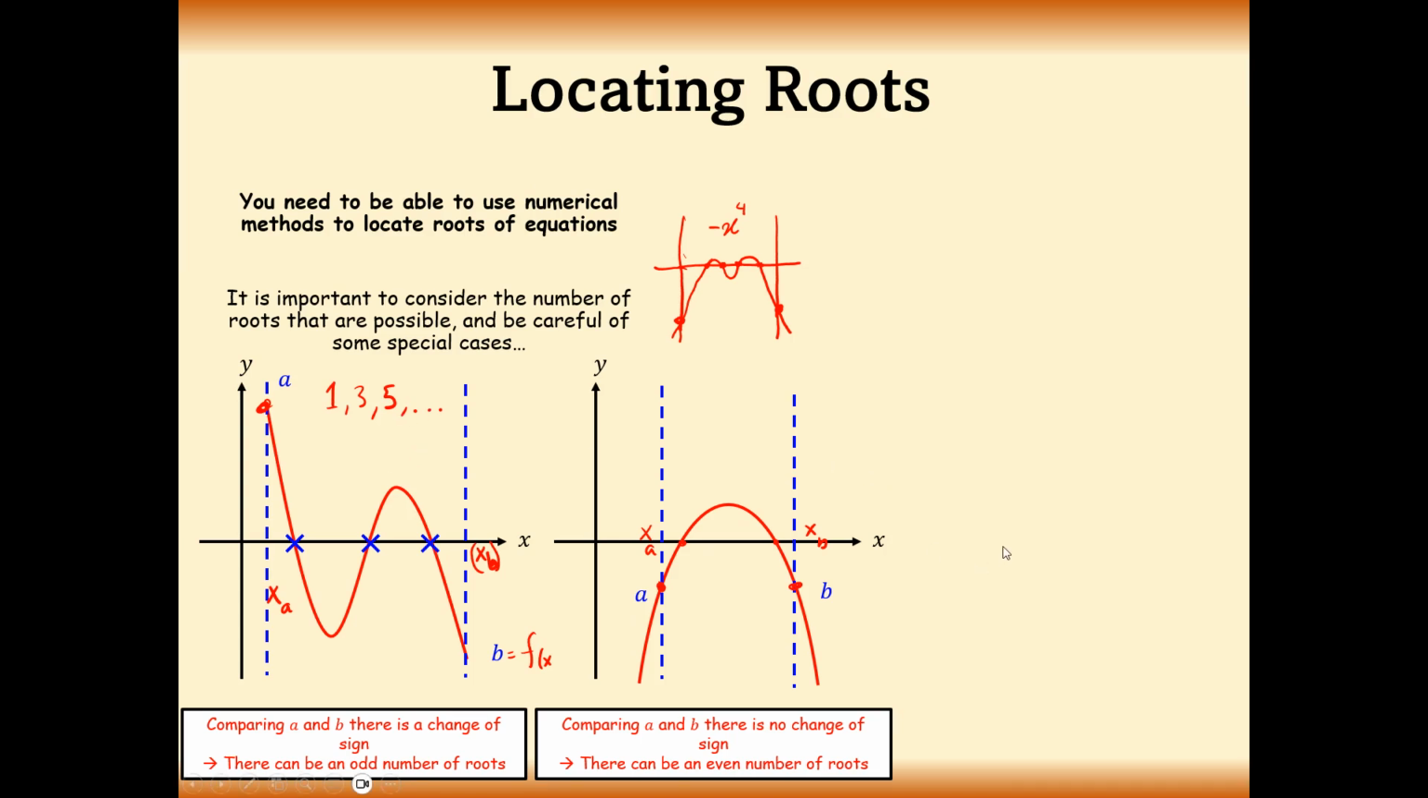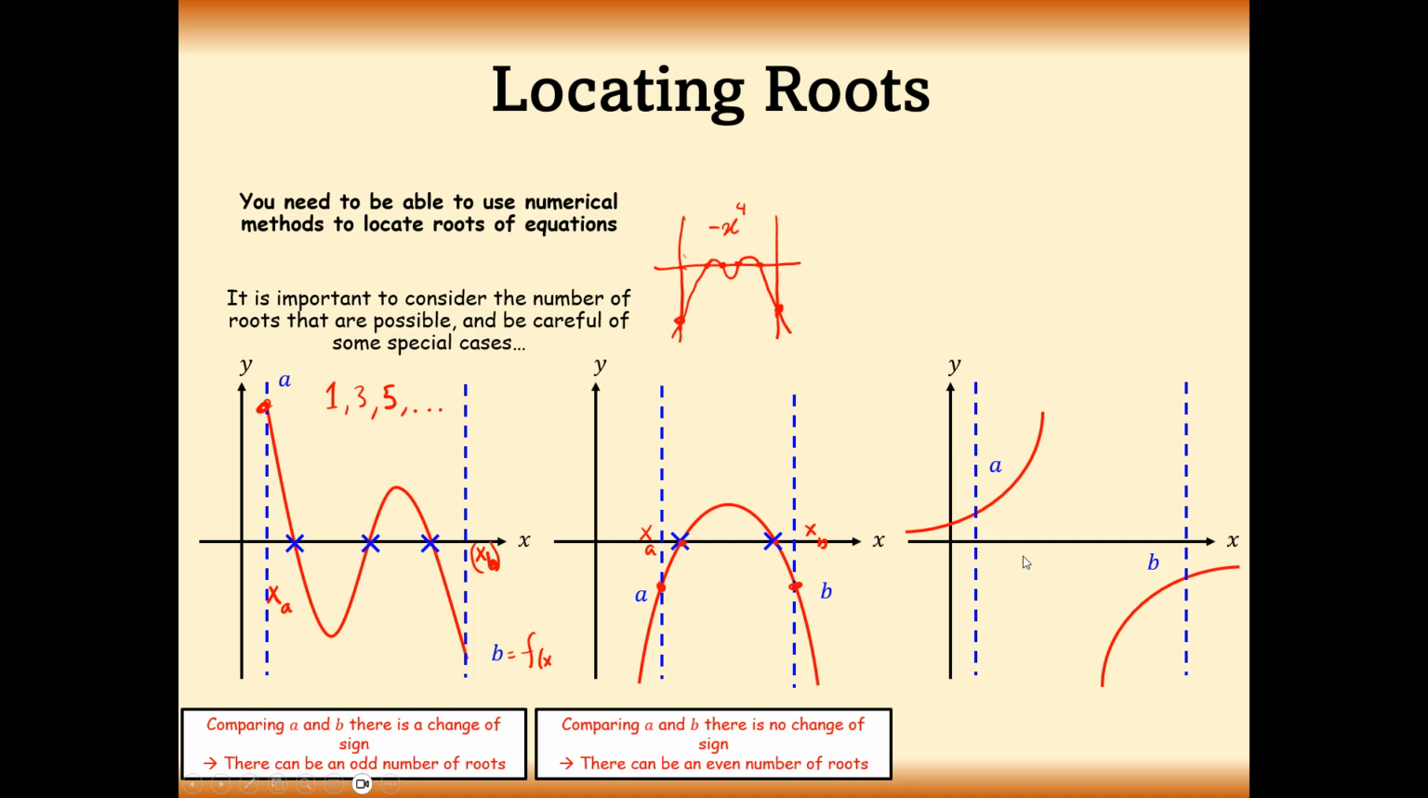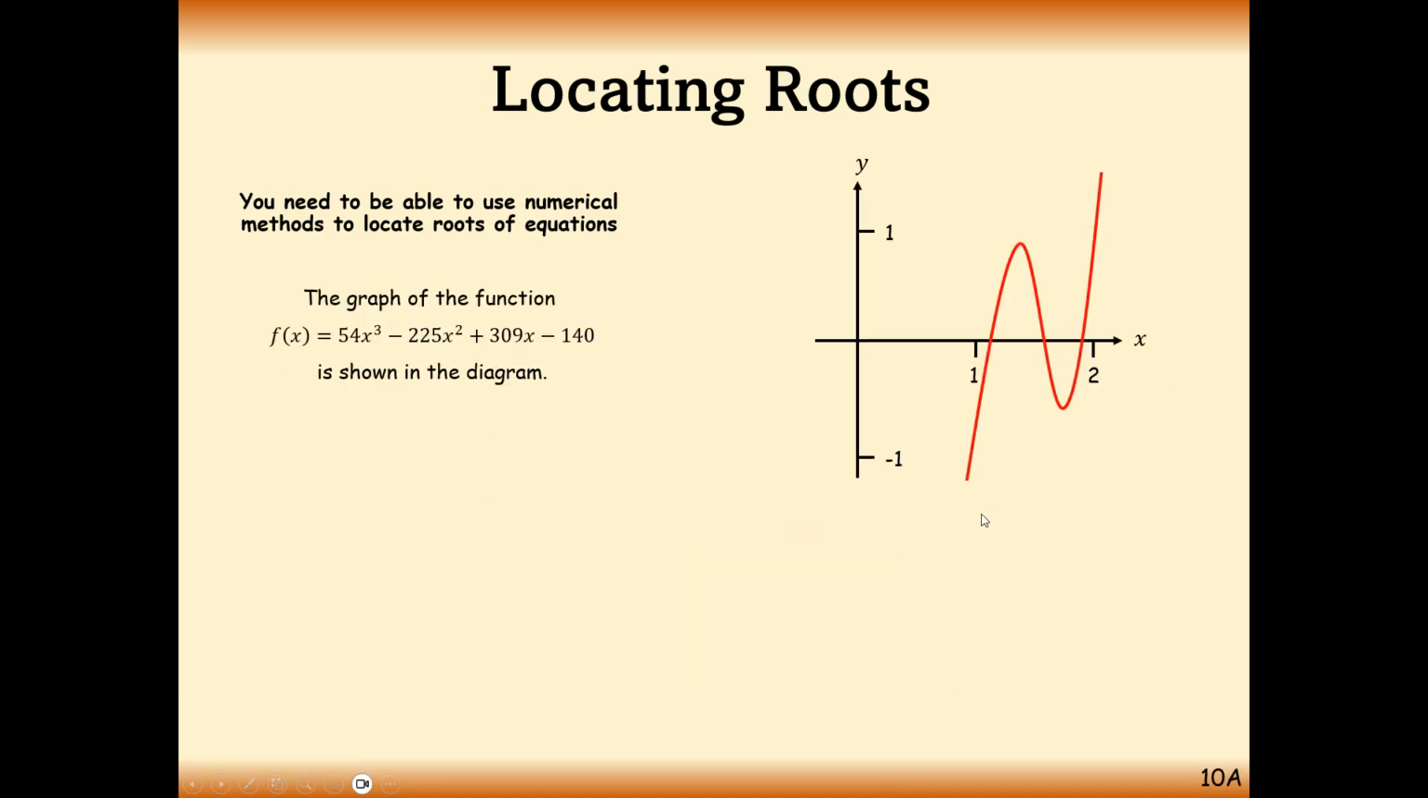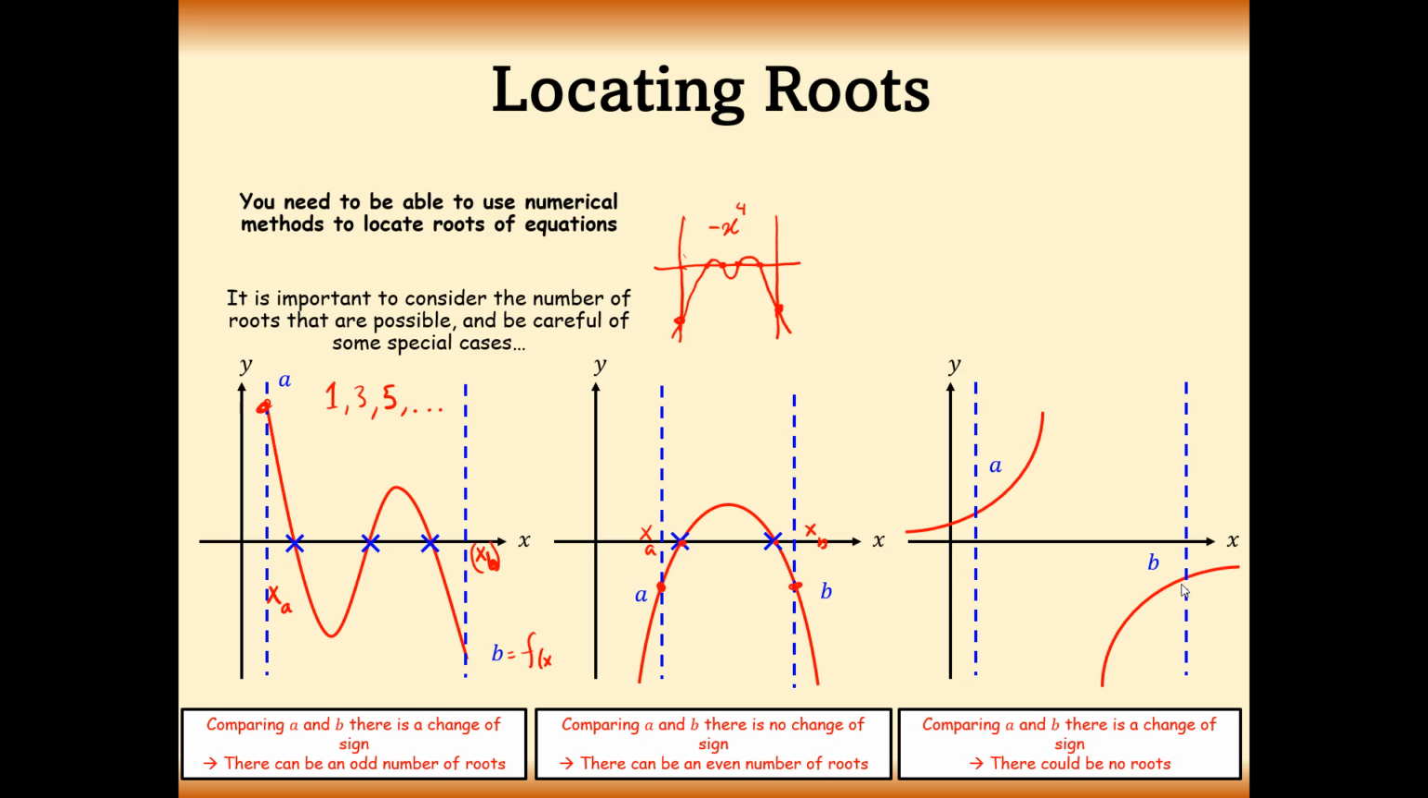And there is another generalization that we may have to take. There may be a change of sign, but there may not be a root at all. Zero, after all, is an even number. Let's look at another example.